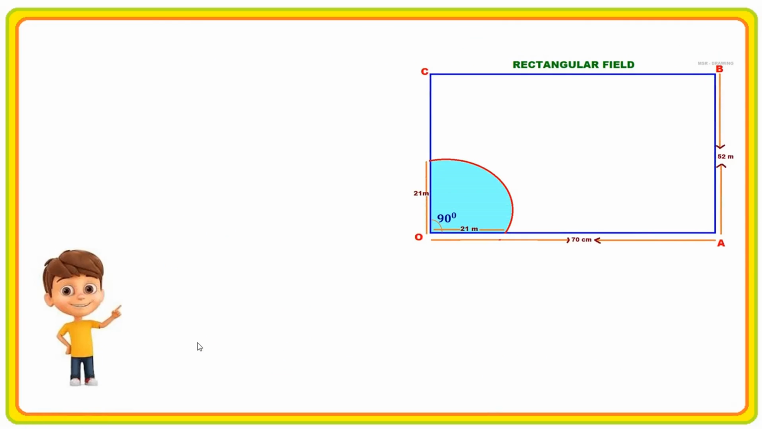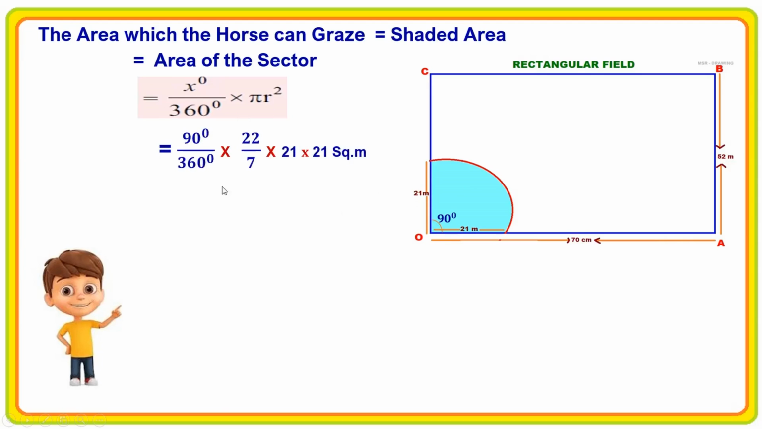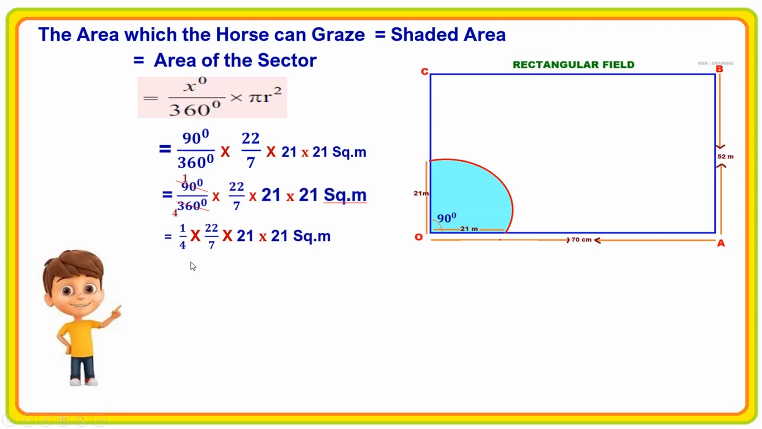Now we will solve the problem. The area which the horse can graze is the shaded area. Area of sector. What is the formula for area of sector? X by 360 into pi r square. Here what is x? 90 degrees. 90 degrees by 360 degrees into pi, which is 22 by 7, into r, where radius is 21 meters, 21 into 21 square meters. That is 1 by 4. We are left with 1 by 4 into 22 by 7 into 21 into 21.